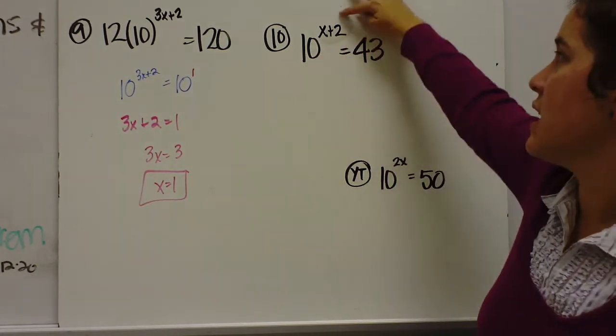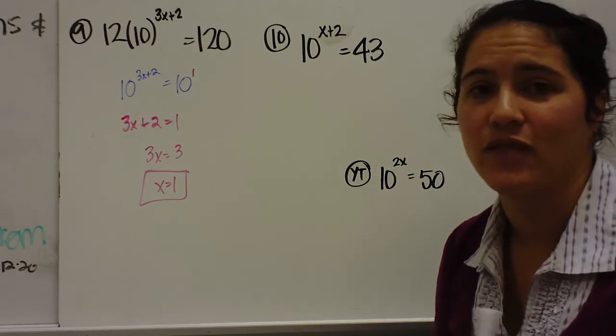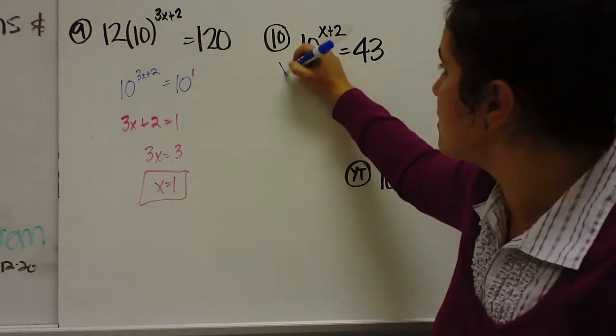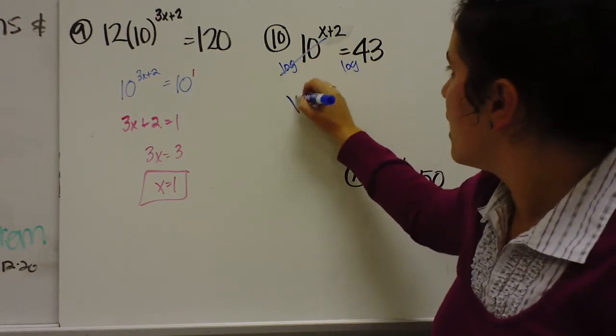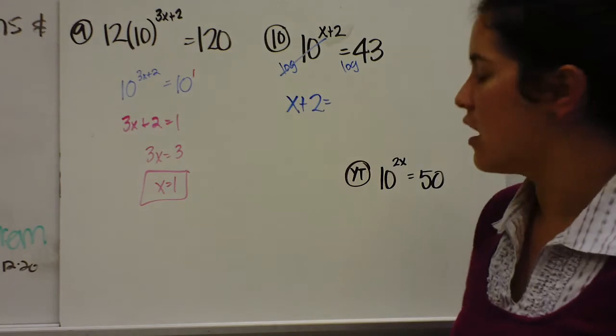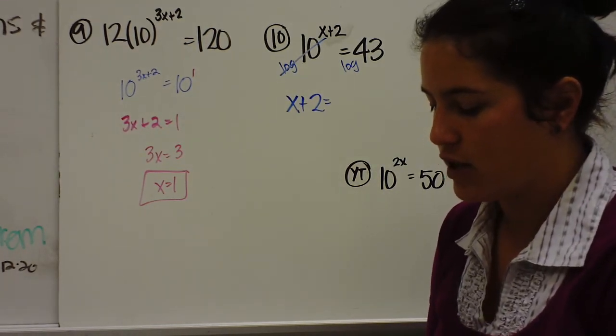Number 10, 10 to the x plus 2 equals 43. This one's straightforward. I can't get a base of 10 using 43, so I'm going to take the log of both sides. And I get x plus 2 equals log of 43. So I type in my calculator, log of 43.